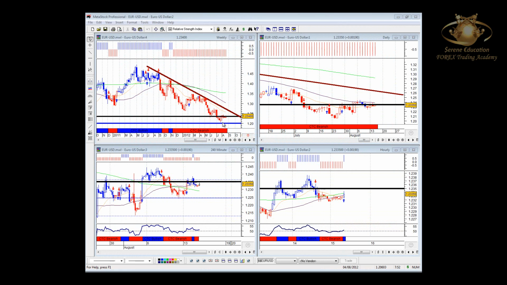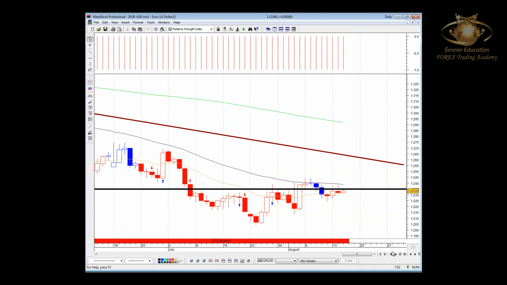Hi guys, just have a look at the 4 majors, starting with Euro against US dollar on my long-term template here, using the Count the Cash system, the CTC strategy template. Let's have a look at the daily and see what happened yesterday.